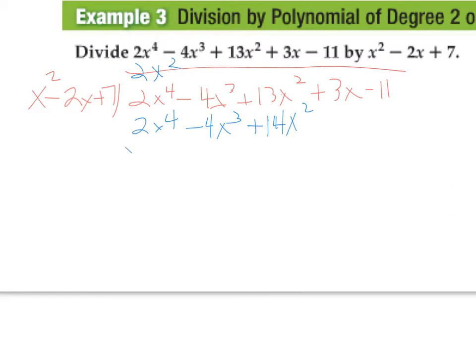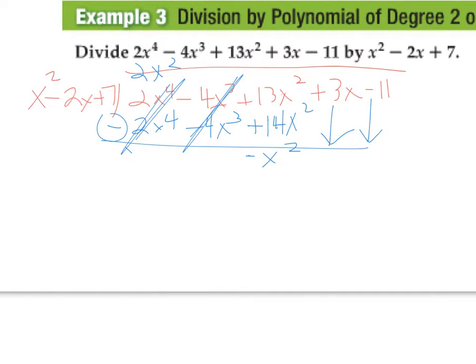So I had 3 terms. I'm going to have 3 terms when I subtract here. Well, my first term is going to cancel because I kind of set that up to do that. My negative 4x cubed are going to cancel. And then I have negative 1x squared. I have 3 terms in my divisor, so I need 3 terms when I divide, which means I'm going to have to bring down the 3x and the 11 so that I'll have 3 terms to work with.